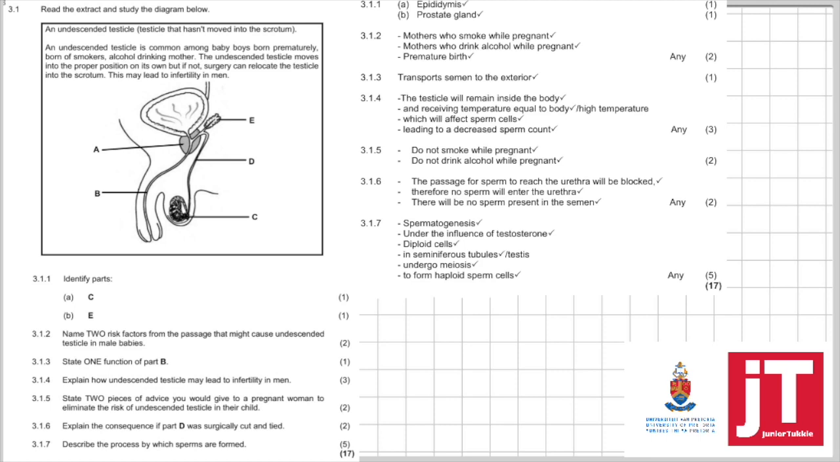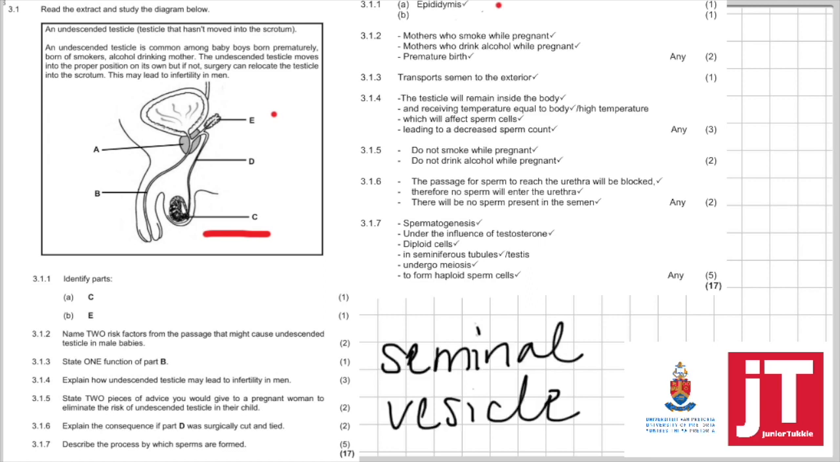3.1.1. Identify part C. Part C is the coiled part next to the testes, that is the epididymis. Identify part E, that, of course, is the seminal vesicle. Here I've written it down below. 3.1.2. Name 2 risk factors from the passage that may cause undescended testicle in male babies. Of course, this is going to be mothers who smoke while pregnant, mothers who drink alcohol while pregnant, and premature birth.